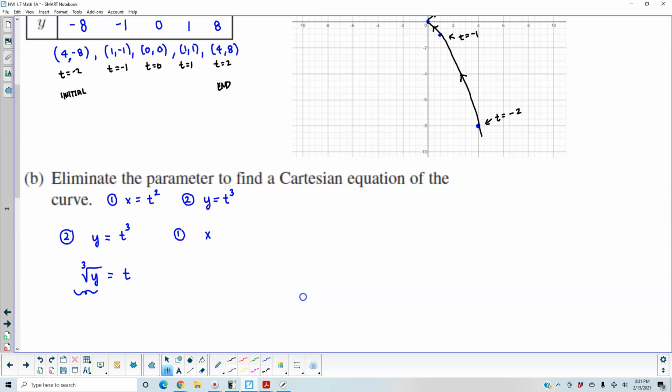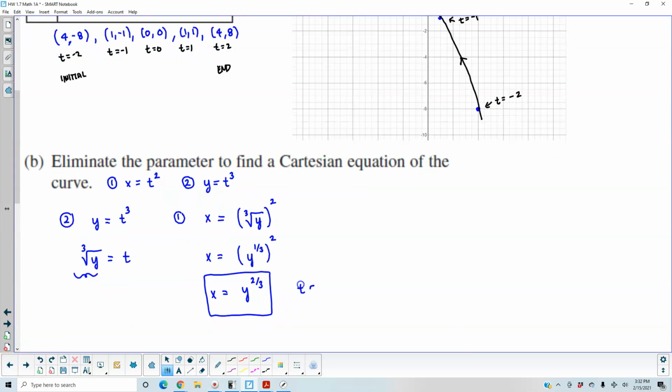So we know that x is going to equal the value of t that we found, which is the cube root of y. And then we need to square that. So that means that x is equal to y to the 1/3 raised to the second power. So therefore x is going to equal y to the 2/3.